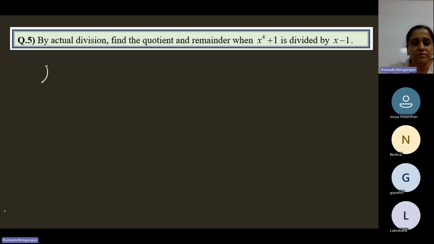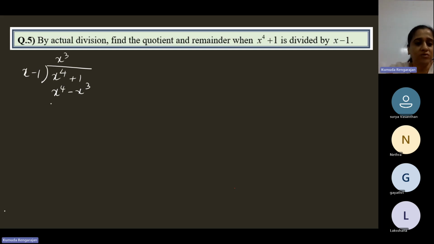So see here, x minus 1, x to the power 4 plus 1. Ready? So the first term in the quotient is x cubed because x to the power 4 divided by x is x cubed. Now multiply x cubed with x minus 1, the divisor. So x cubed into x to the power 4. Then x cubed into minus 1, minus x cubed. Yes or no? Minus x cubed.